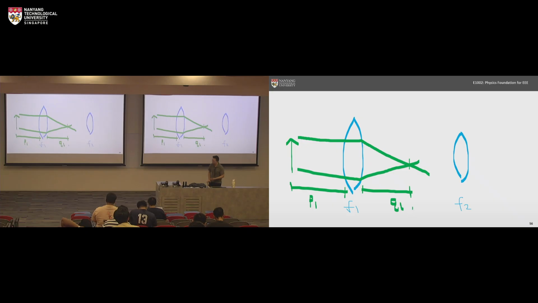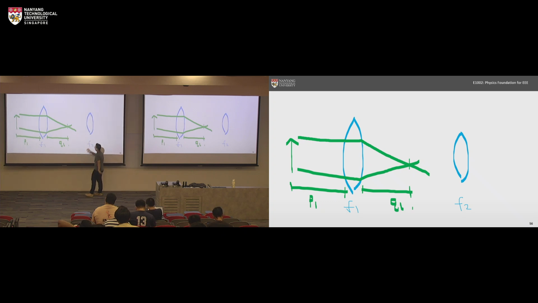Okay, so if you only look at one system, if you only have one lens, your lens has a focal length of F1, and then wherever your object is placed, this is called P1. So P1 passes through the lens, forming an image, or you can say it focuses at a point. This is called Q1. And then here I also have another F. So how can I actually connect this one and this one?